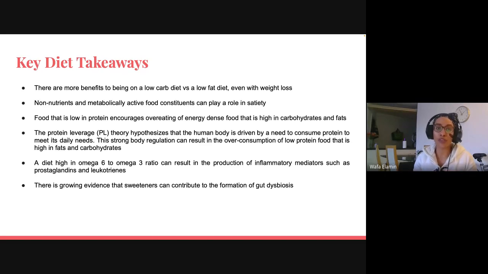And then other things like sweeteners, which I also thought were really interesting. There are studies showing that they might stimulate insulin resistance by increasing our cravings for sweets, but also contributing to gut dysbiosis. And I think we can touch upon that a bit more when we go through gut dysbiosis.